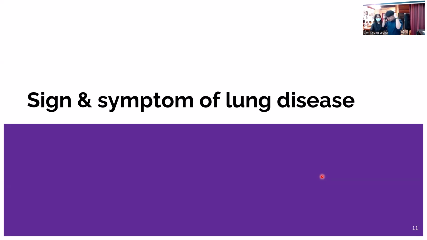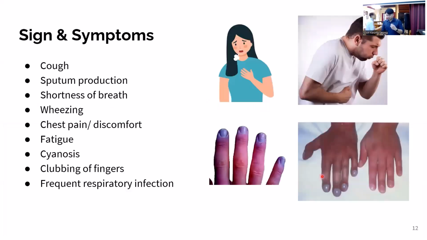Now, the second part will be about signs of lung diseases. Generally, lung diseases present as shortness of breath, wheezing, chest pain, discomfort, cyanosis, clubbing of fingers, and frequent respiratory infection. Wheezing indicates an abnormal sound when you are breathing, and cyanosis means you have bluish discoloration on your fingers and around your tongue.